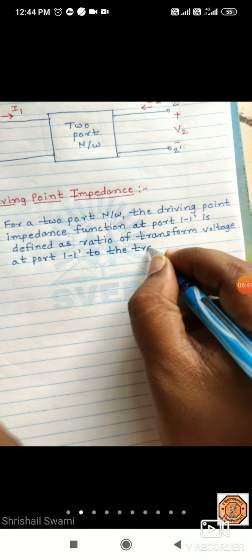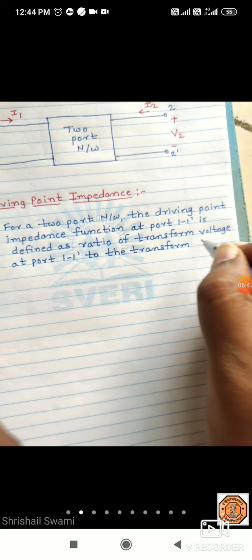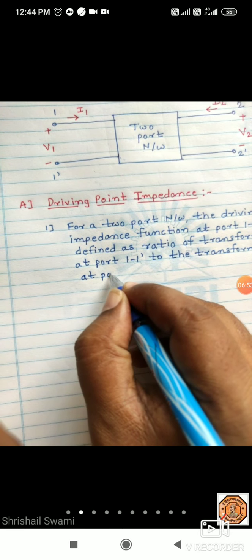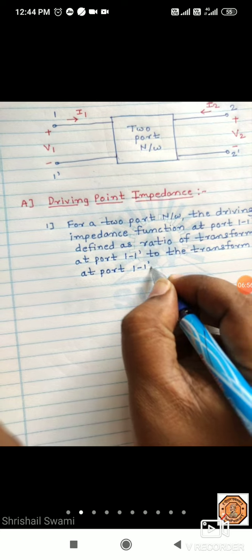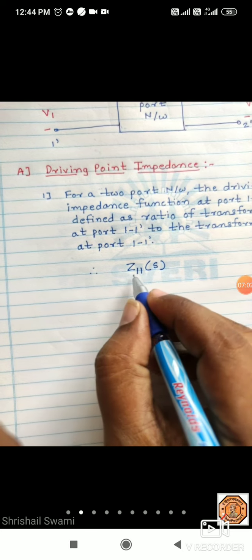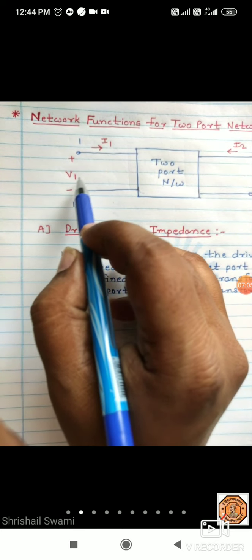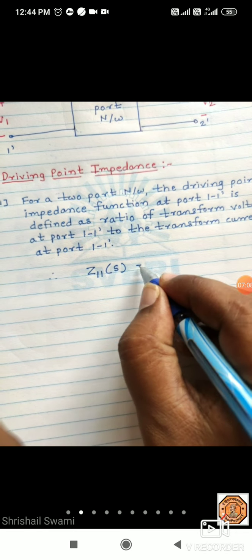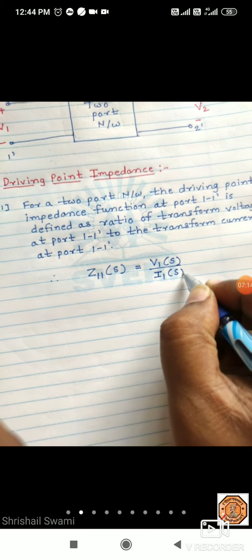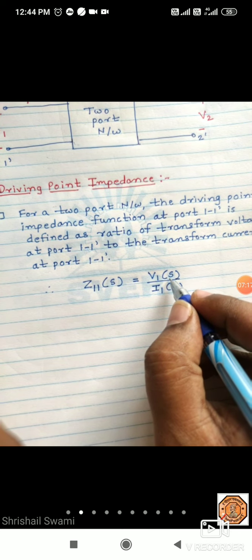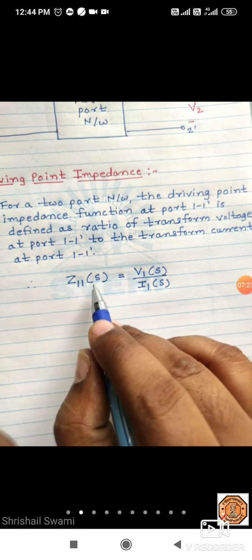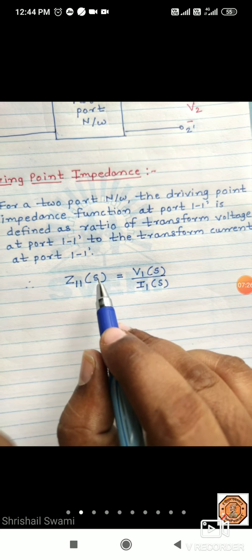the transform current at same port, that is at port 1 dash किंवा same port म्हणून लिहू शकता. So it is denoted by Z11 of S. 11 is due to what? Driving point impedance at first port. So Z11 of S is equal to V1 of S divided by I1 of S. So V1 of S is called as what? Transform voltage at port 1 dash. I1 of S is called as what? Transform current at port 1 dash. And this is called as what? Driving point impedance at port 1 dash.